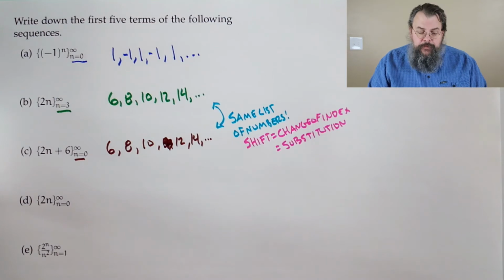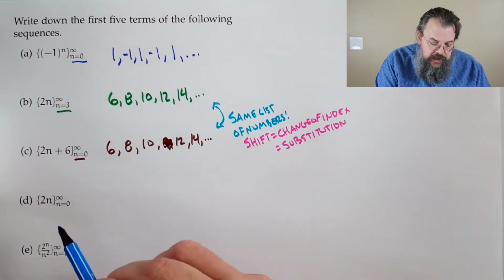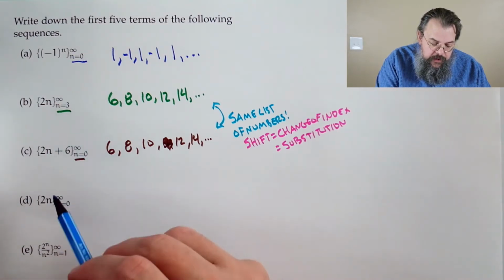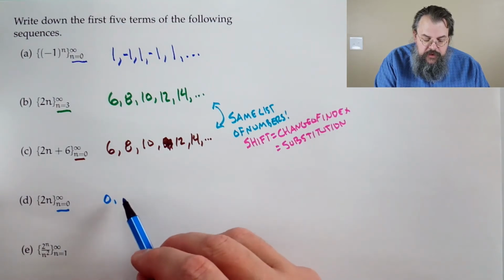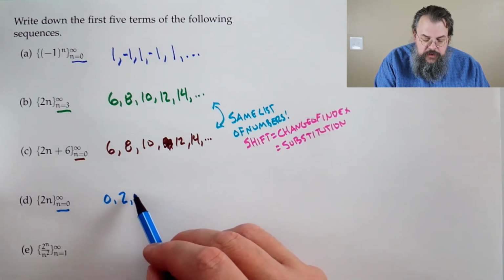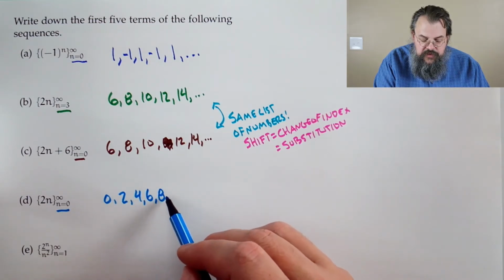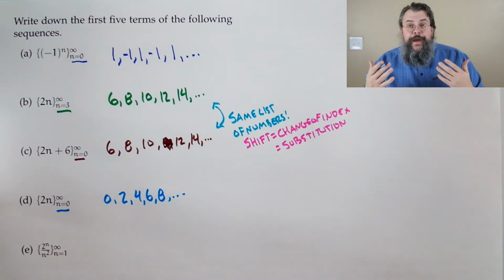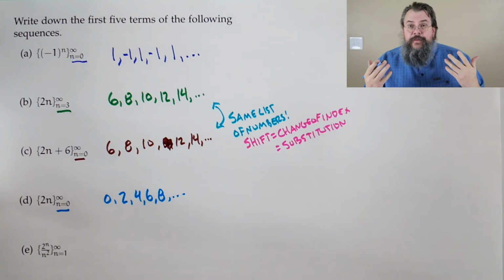Okay, well, 2n, n equals 0 to infinity. Now notice this was also 2n. What's the difference? Where do you start? So 0 is 2 times 0, 2 times 1, 2 times 2, 2 times 3, 2 times 4. And there's 5 terms, so we're done. All right, the last one. Okay, 2 to the n over n squared. And we start at 1.